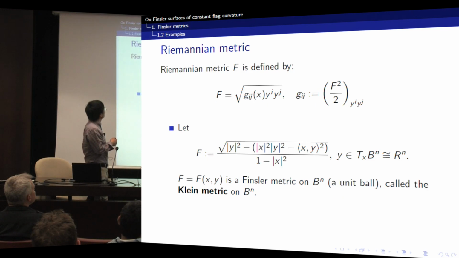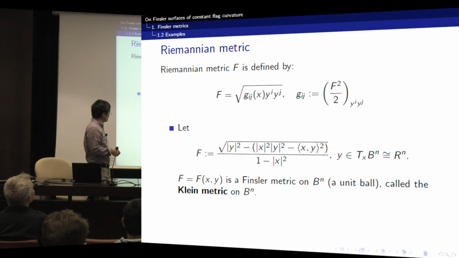So the first important example is the Riemannian metric. A Riemannian metric F is defined by this one. It just means g_ij depends on the point, independent of the tangent vector y. This is a Riemannian metric. So a Riemannian metric is just a Finsler metric with a quadratic restriction.